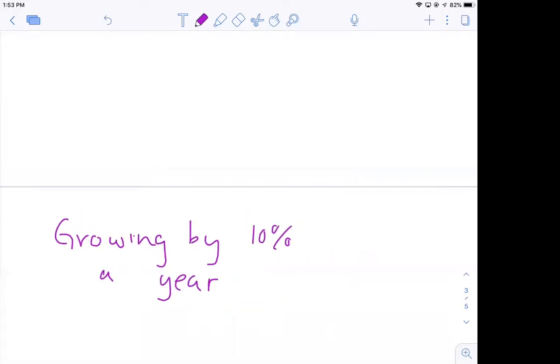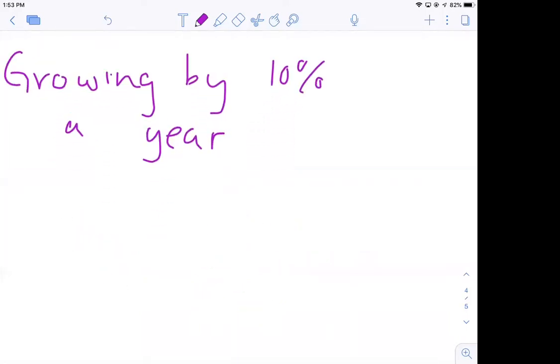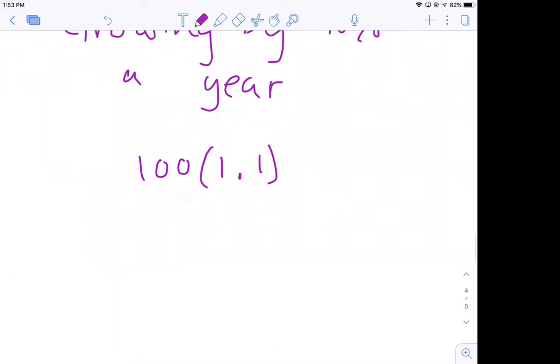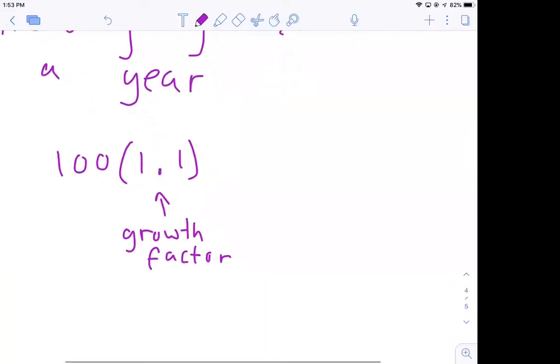All right, so let's say you're investing in a savings account that's growing by 10% each year, and you invested $100 into this account. To find the amount after 1 year, you could multiply by 1.1. The 1.1, we call that the growth factor. The word factor means something you multiply in a product. So 1.1 is the growth factor.